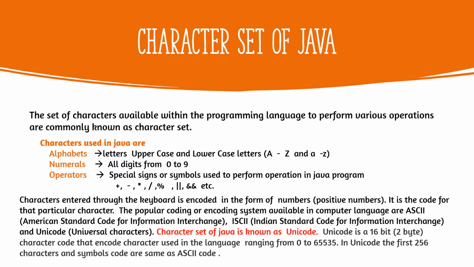That means for every alphabet we are typing, for every number we are typing, for every special symbol we are typing, a positive number is given, and later this positive number will be translated into binary code, and this process is known as encoding. That means one unique number is given for every alphabet, we can say Unicode. So one unique number is given for every alphabet, for every digit, for every symbol, and later this number will be converted to binary language which the computer can understand.